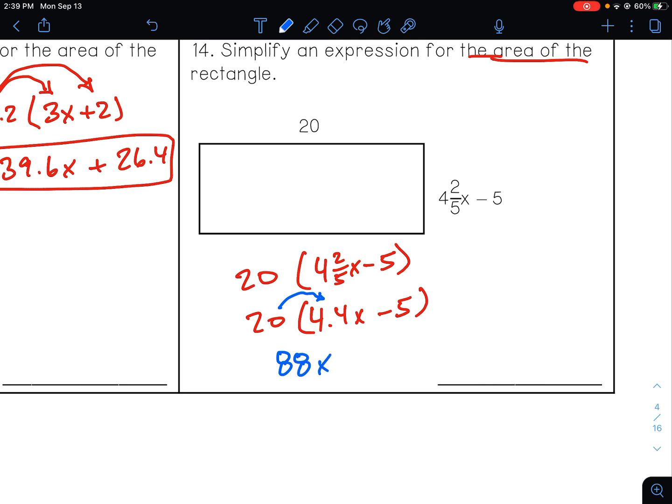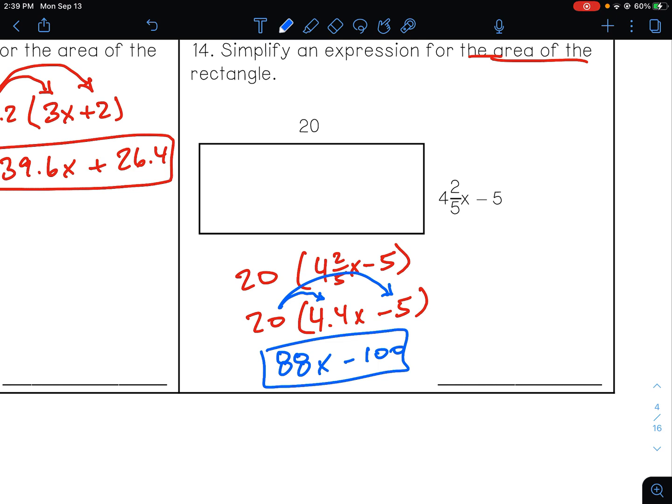And then, let's see, that last one. 20 times negative 5 is negative 100. And that's all we can do. The area is 88x minus 100.